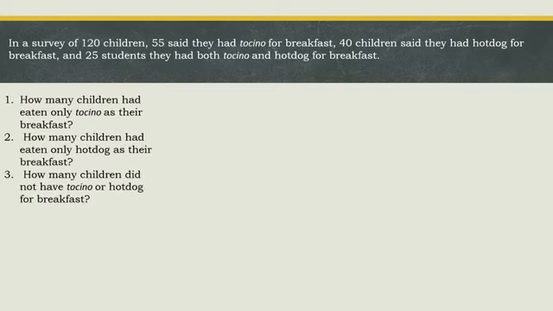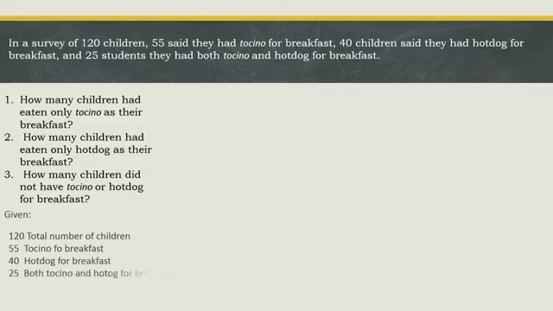But before magbuhat og Venn diagram, always remember to write down the given. So the given are, you have 120 total number of children. You have 55 tocino eating, okay, for breakfast. You have 40 hot dog for breakfast, and we have 25 both tocino and hot dog for breakfast. So these are the given, class, okay, sa atong data.